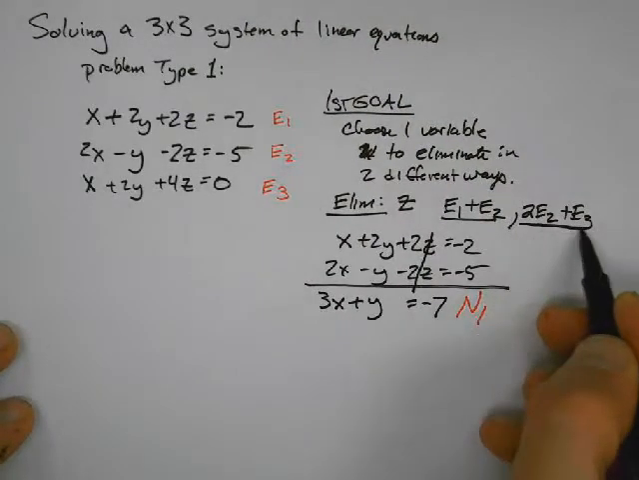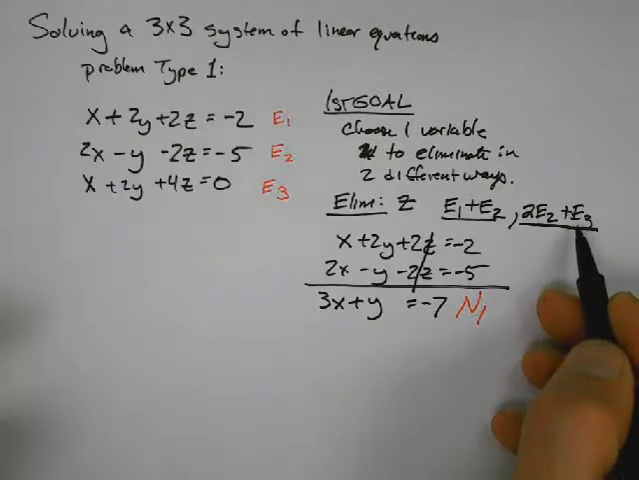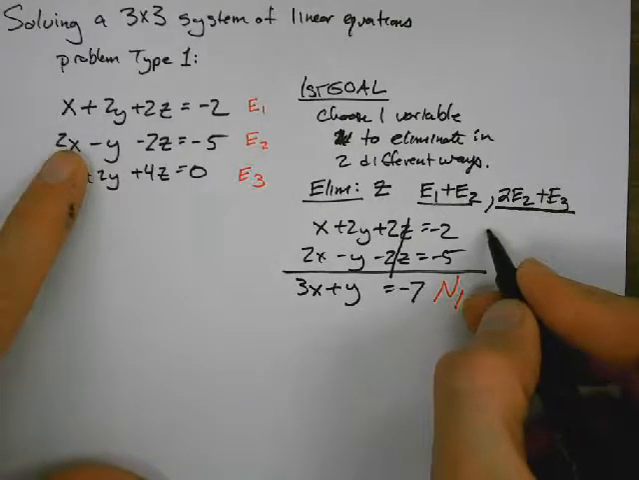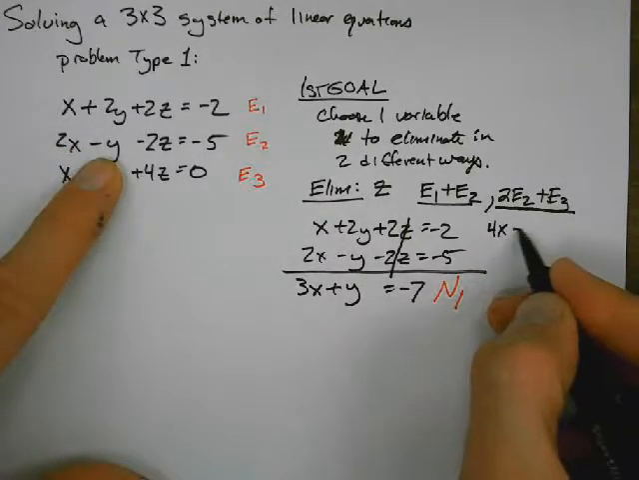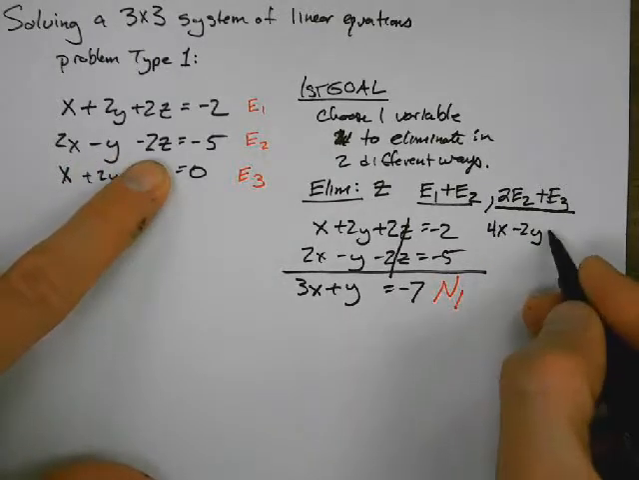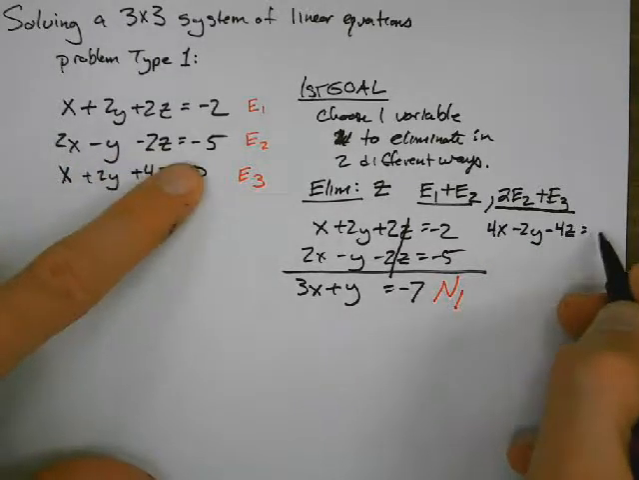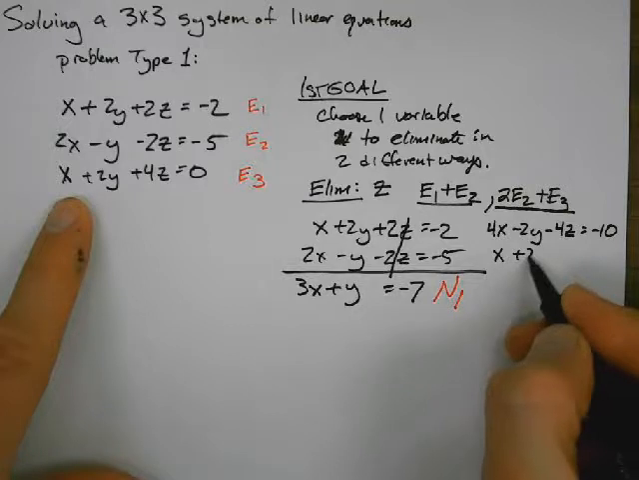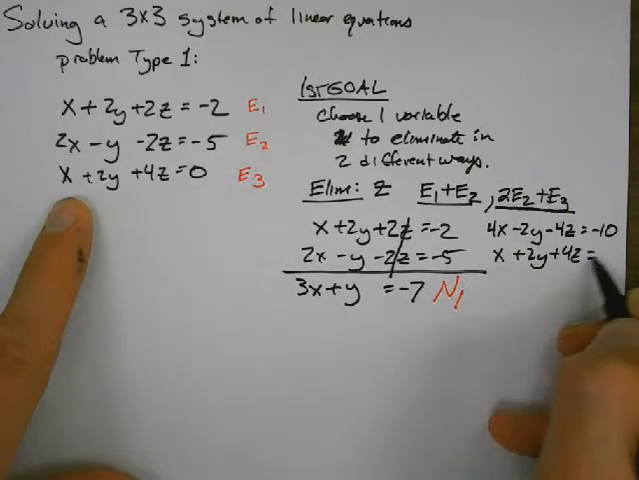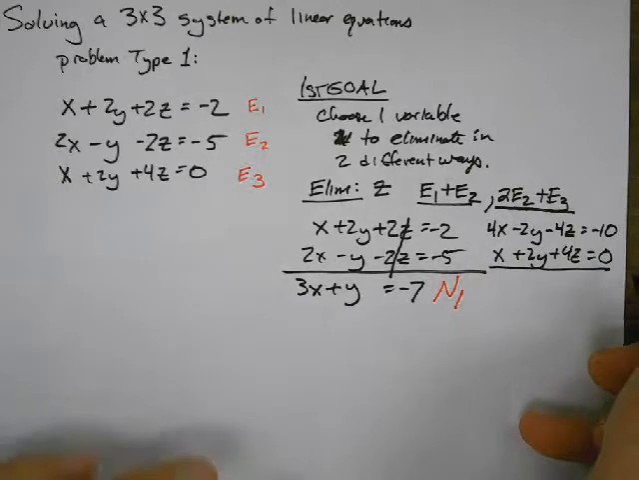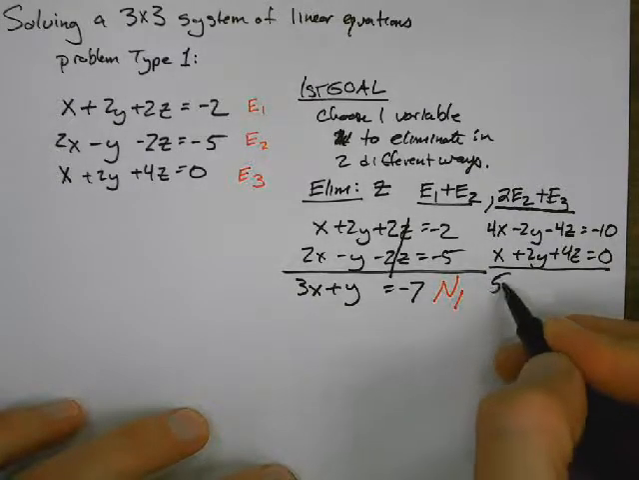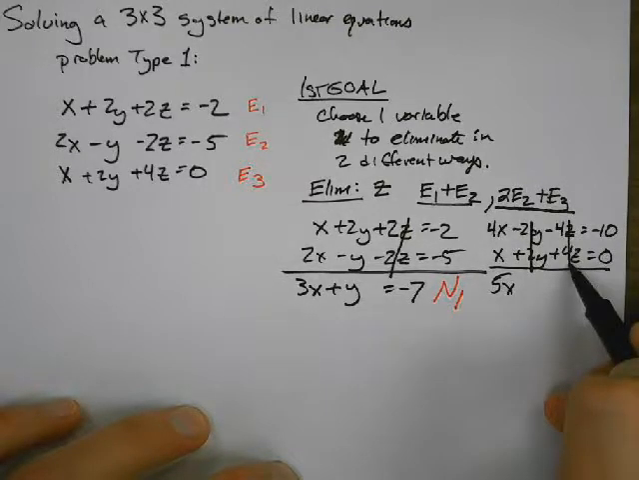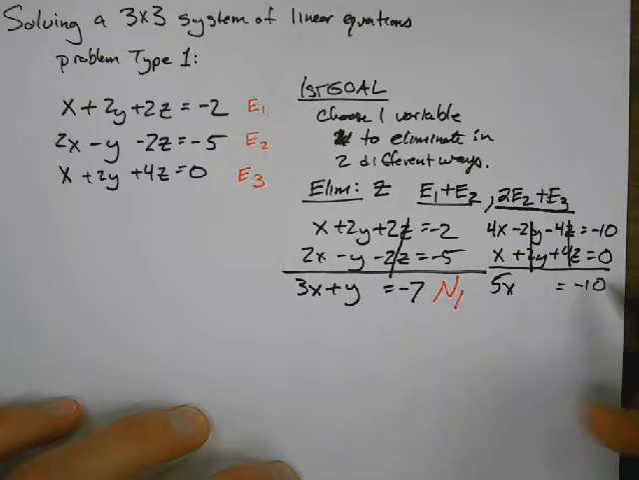So now I'm going to do twice equation 2 and add it to equation 3. So I'm going to double everything in equation 2. 2x times 2 would be 4x. Negative y times 2 is negative 2y. If I double negative 2z, I have negative 4z. If I double negative 5, I get negative 10. Now I'm just going to add it to E3. That's x plus 2y plus 4z equals 0. When we add these guys up, 4x and x makes 5x. Ooh, for free I got negative 2y plus 2y to wipe out, as well as the z's. So it's just 5x equals negative 10.